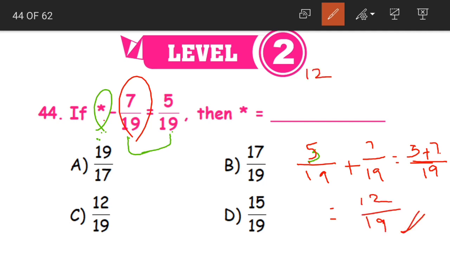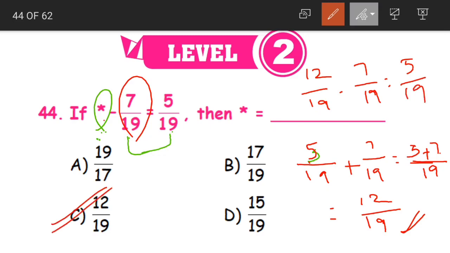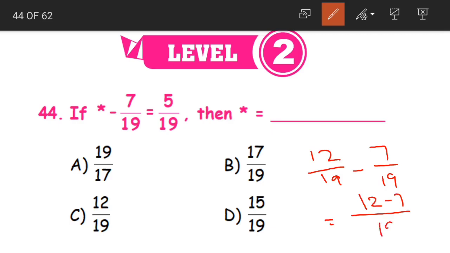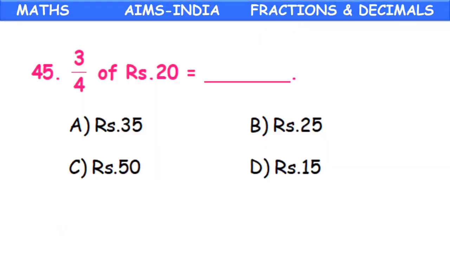So 12 by 19 minus 7 by 19 is equal to 5 by 19. Option C, 12 by 19 is our correct answer. If you want, you can cross check your answer as well. 12 by 19 minus 7 by 19. What will the answer be? 12 minus 7 divided by 19. 12 minus 7 is 5 divided by 19. Yes, it's the same as in the given question. So option C, 12 by 19 is our correct answer. And this is how you can check your answer as well.